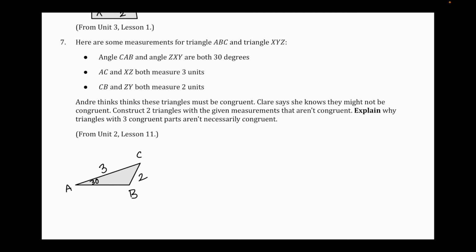Okay, now I need to draw triangle XYZ, but they're saying Andre thinks these triangles must be congruent, and Claire says she knows they might not be. We want to construct the 2 triangles with the given measurements that are not congruent. Okay, I'm glad I read this before I just went about drawing another triangle. So we want to explain why they aren't necessarily congruent after we draw it.